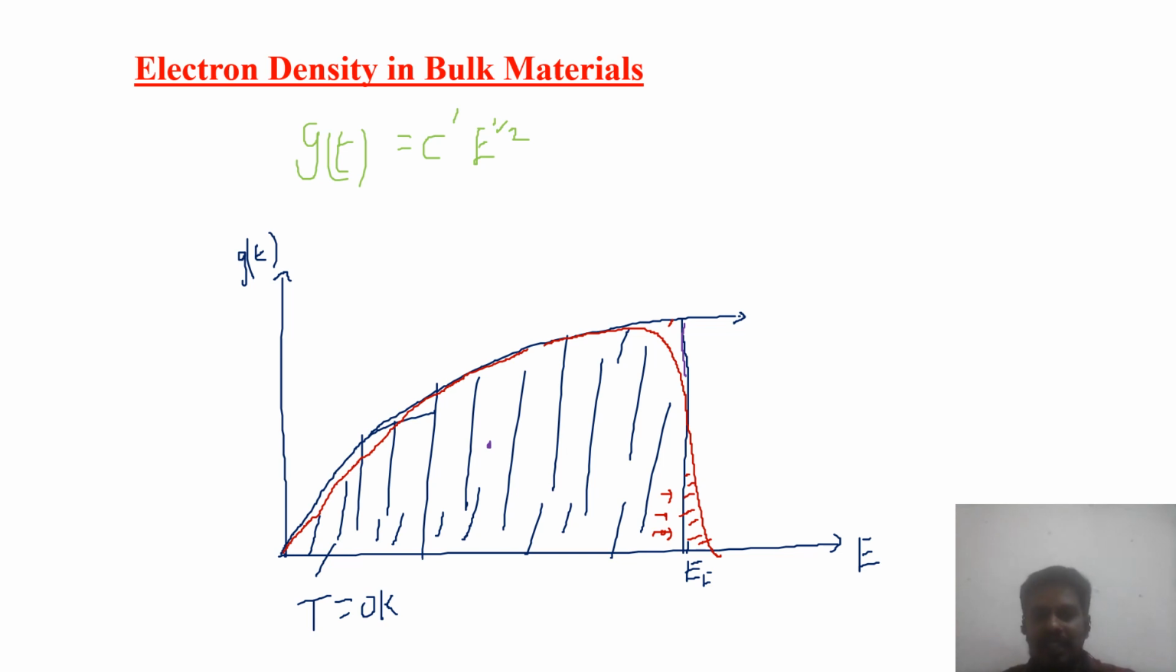If you keep on increasing the temperature, then it will vary. This is the curve at room temperature, at any finite temperature. You can call this curve at room temperature with energy kBT. This is thermal energy.